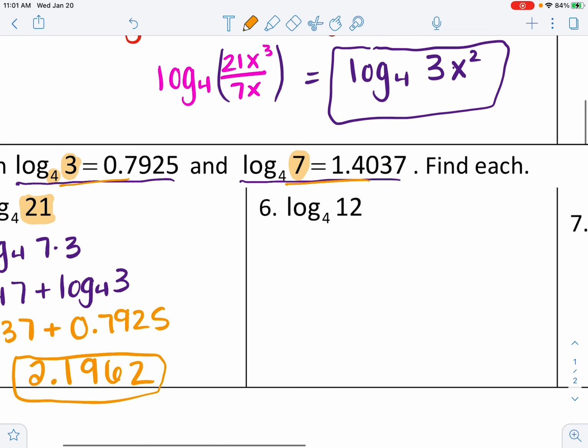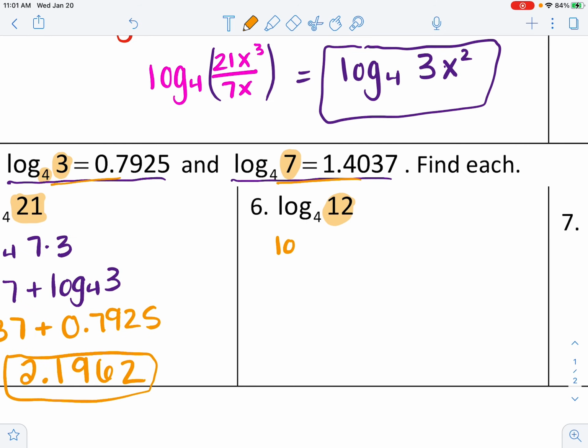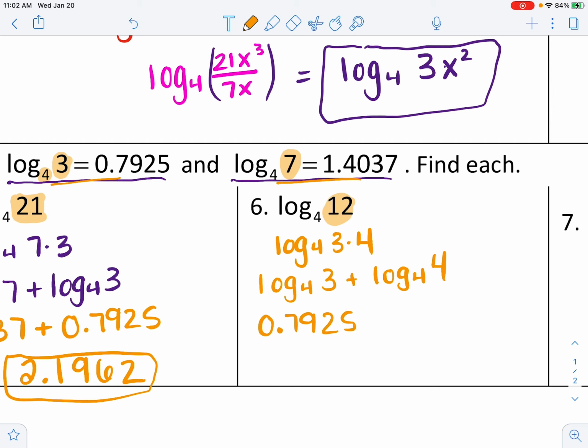How about for log base 4 of 12? How can I make 12 by multiplying or dividing 3, 4, and 7? Well, we know that 12 is 3 times 4. So I'm going to expand that. It becomes log base 4 of 3 plus log base 4 of 4. Log base 4 of 3 we know is 0.7925. Now, I told you could use 4, but we're not actually given information about 4. How come we can use it?